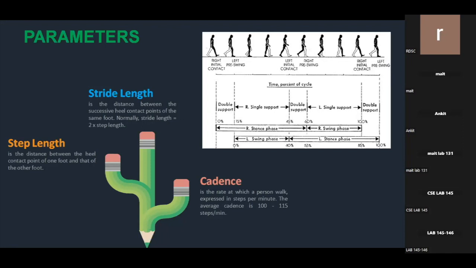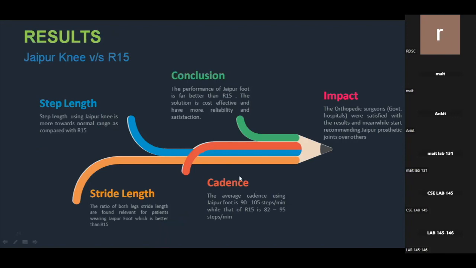So we have taken all these 3 kinematics data, sensor data, and kinetics data in integrated form, and we have done this analysis. After the detailed analysis with regression, what we concluded at the last is that step length using the Jaipur knee is more towards the normal range as compared to 3R15. That means once the patient is wearing these two joints, 3R15 and Jaipur knee, the patient is much more comfortable walking with the Jaipur knee as compared to this German-based product.